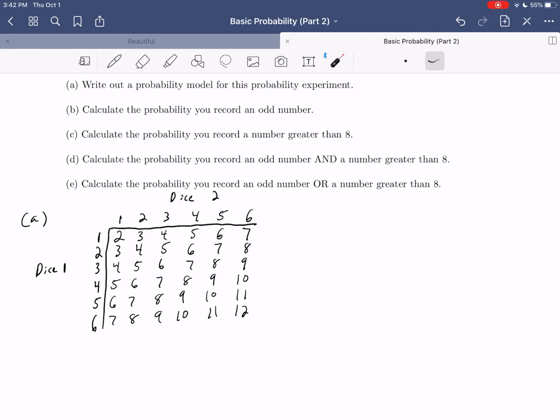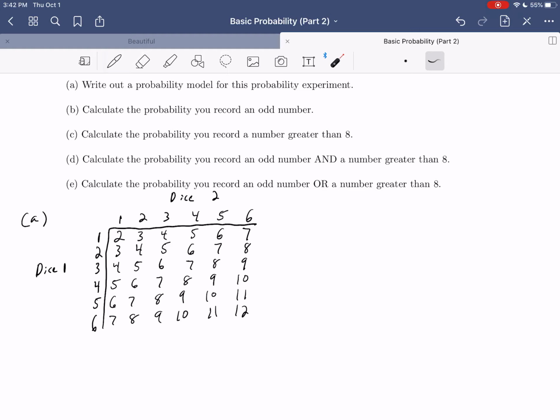So notice that this tells us the lowest outcome is 2. The lowest possible number if we're adding them together is 2 because we get a 1 and 1 and it becomes 2. And the highest one is 12, which comes from 6 and 6, giving us that 12 overall. So all the outcomes are from 2 to 12.